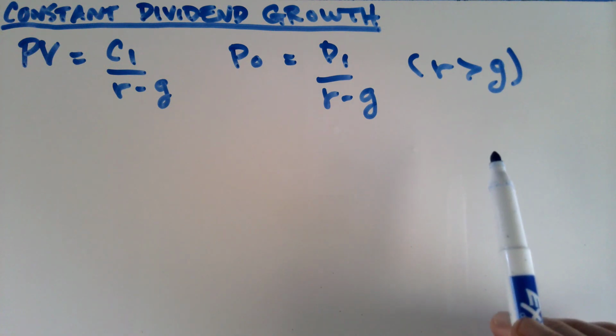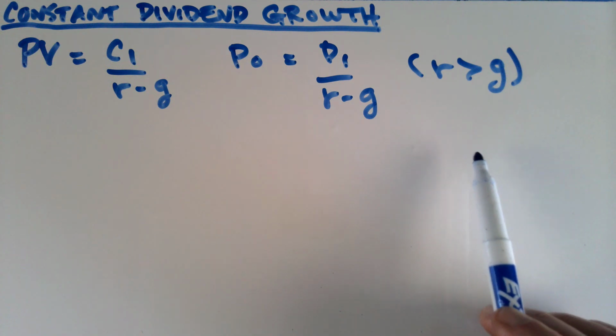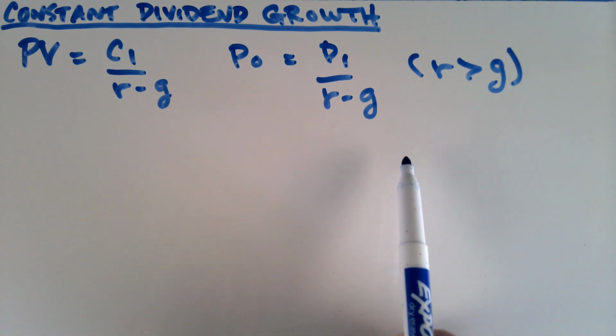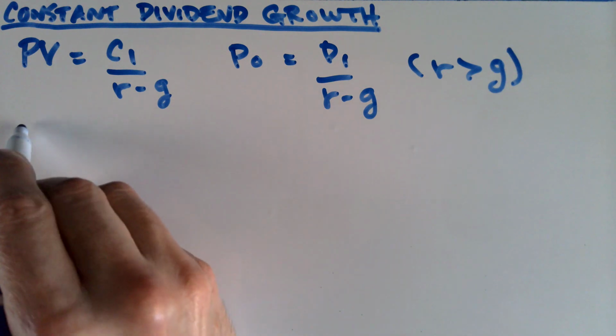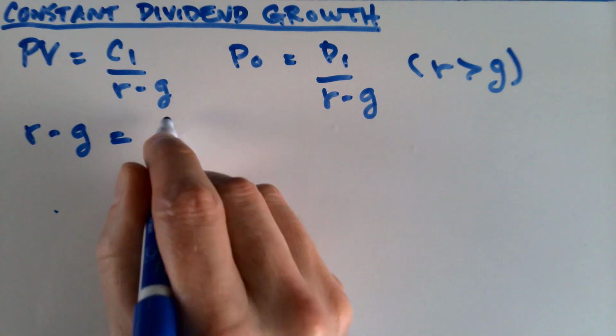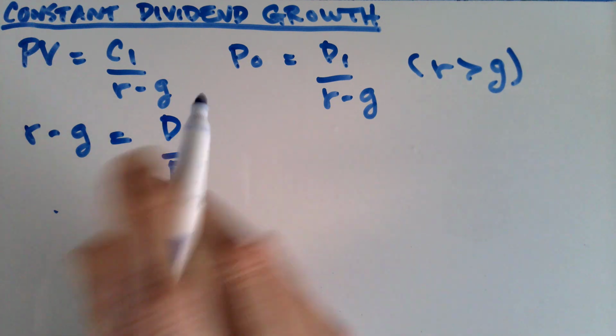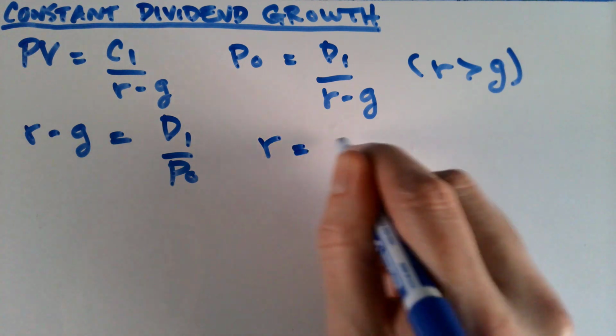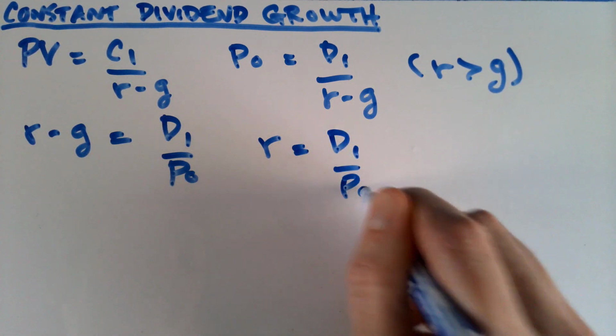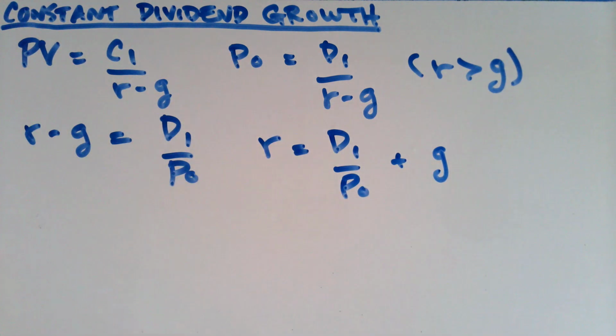Okay, let's mess around with this formula a little bit. The first thing that I'm going to do is multiply both sides by R minus G and divide both sides by P0. Now we can just add G to both sides to get to a formula that will be very useful for you. This is called the dividend growth model or the dividend discount model. There are all sorts of names for it.